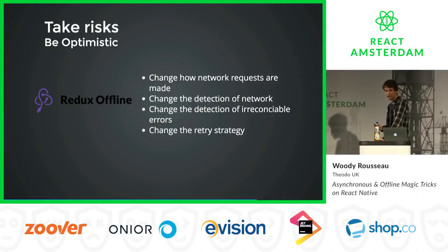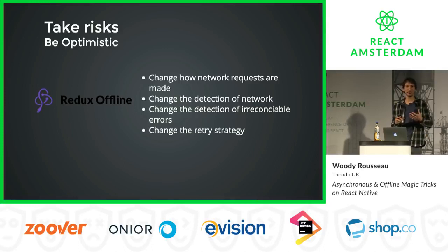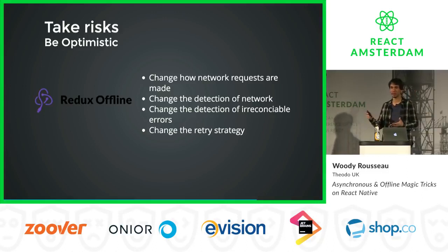You can also change the detection of, I can't pronounce that word, errors. The idea is that if the server answered with something that shouldn't be retried, it's that kind of error, and you want then to skip the retry strategy that Redux Offline does by default.